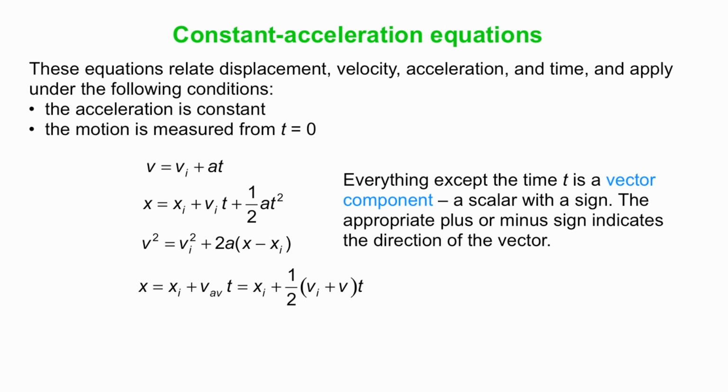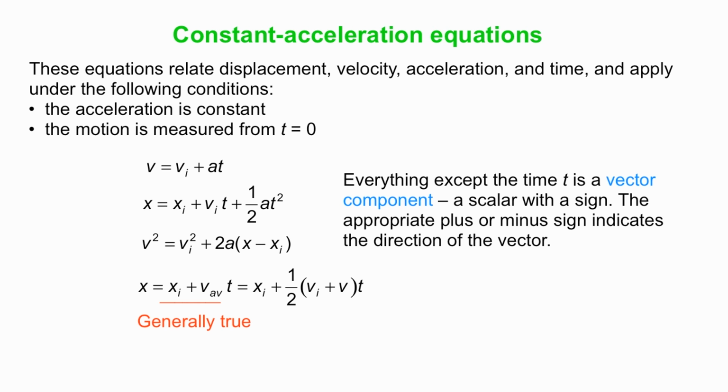Okay, so these are the constant acceleration equations we use to relate displacement, velocity, acceleration, and time. Note that everything except time is a vector component. It's a scalar with a sign. Okay, time is just a scalar. And you use appropriate plus or minus signs to indicate the direction of those vector quantities. Okay, so we'll measure time from t equals 0, and the acceleration is constant.